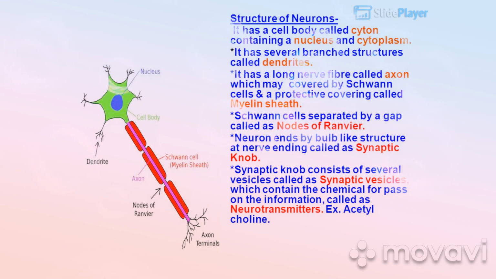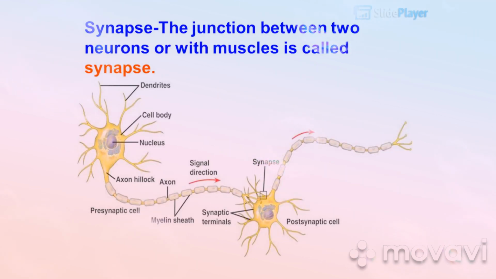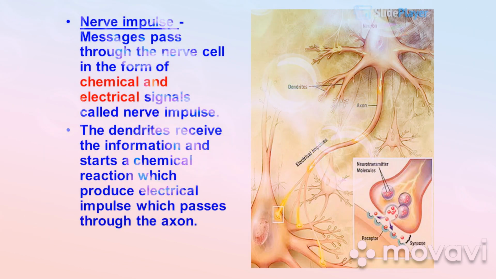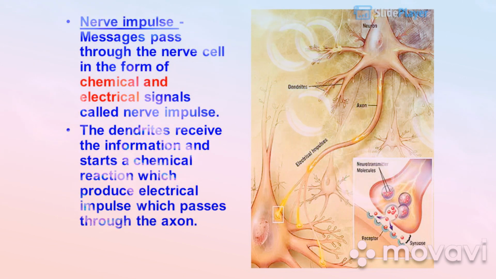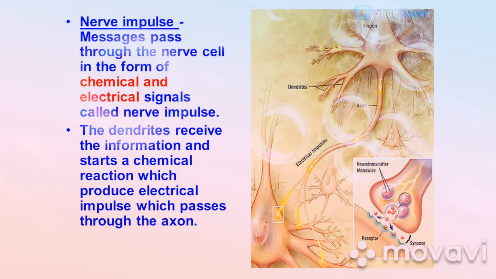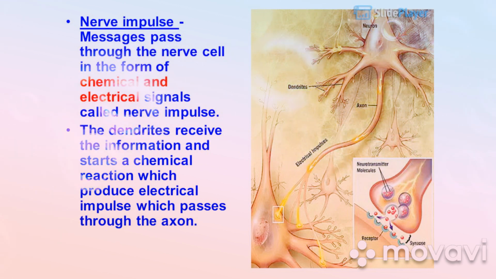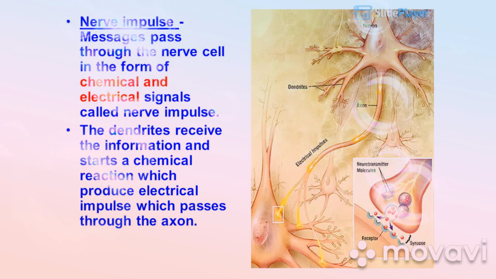The synaptic knob consists of several vesicles called synaptic vesicles, which contain the chemicals that pass on the information, called neurotransmitters, e.g. acetylcholine. Synapse: the junction between two neurons or between a neuron and muscles is called a synapse. Nerve impulse: messages pass through the nerve cell in the form of chemical and electrical signals called nerve impulse. The dendrites receive the information and start a chemical reaction which produces an electrical impulse that passes through the axon.